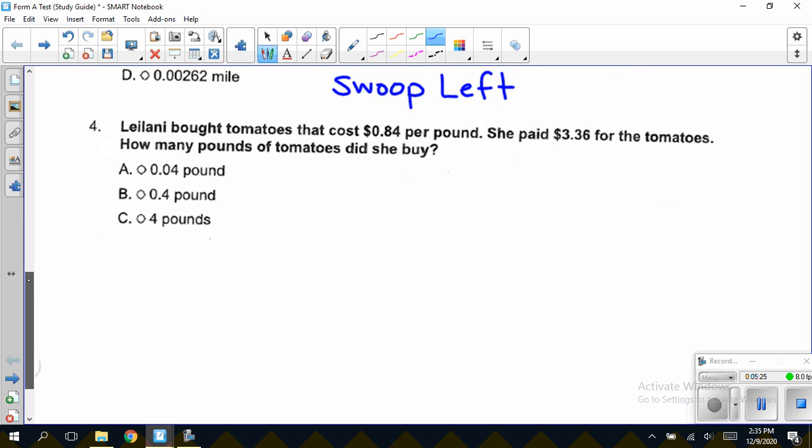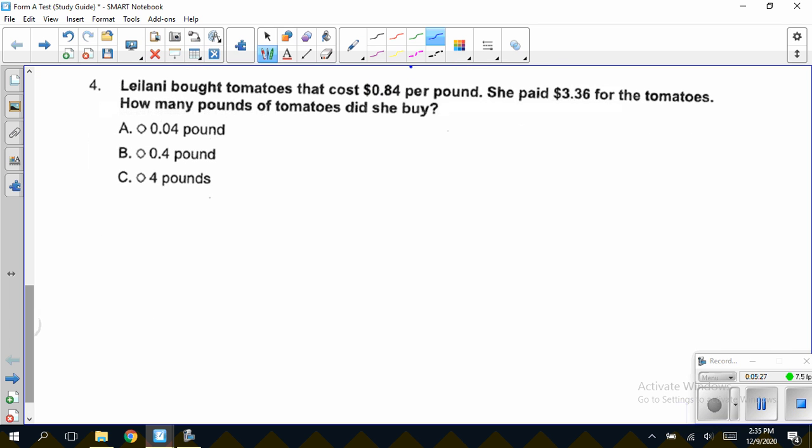Moving on to the next question. Leilani bought tomatoes that cost 84 cents per pound. She paid $3.36 for the tomatoes. How many pounds of tomatoes did she buy? So for this one, we know we need to take the total cost, which is $3.36, and we will need to divide it by the cost per pound, which is 84 cents.